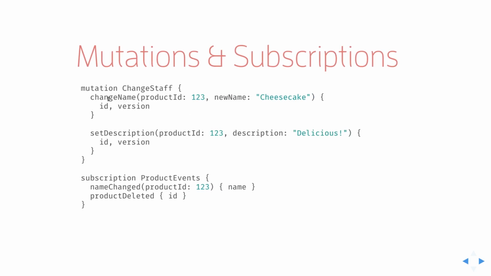For mutations, you can change the data. For example, imagine sending a POST HTTP request to submit form data. This is basically the same thing for mutations. For subscriptions, you're going to be subscribing to specific events that are going to happen on the server. Whenever this event happens, this subscription callback is going to be called.